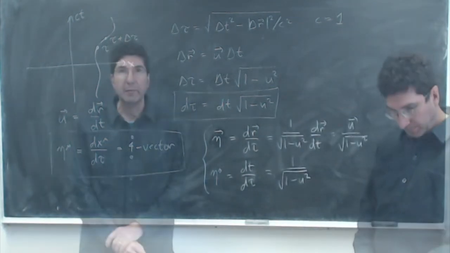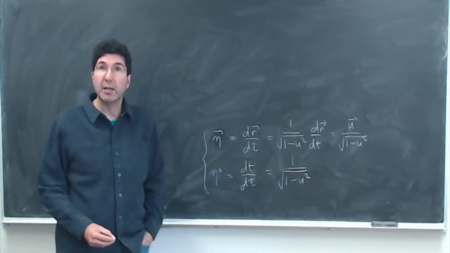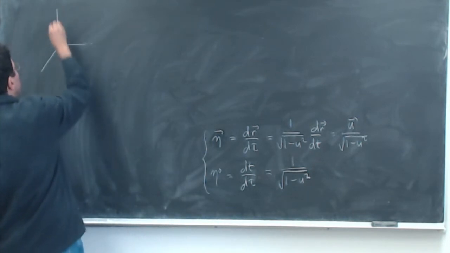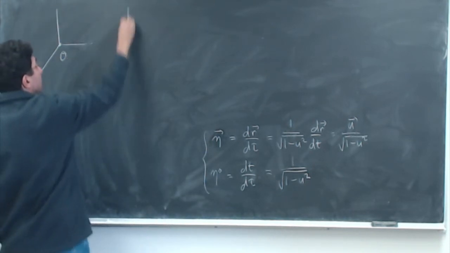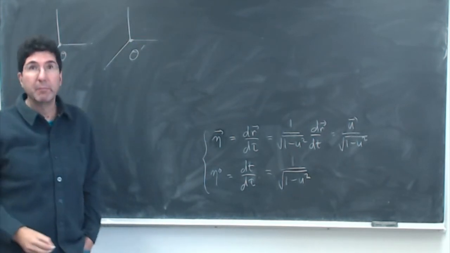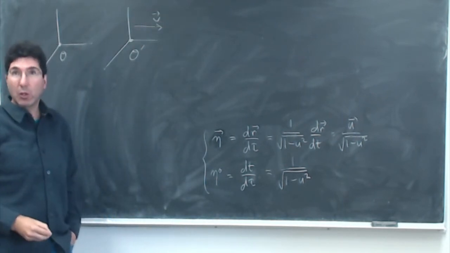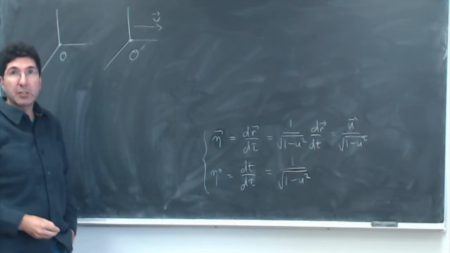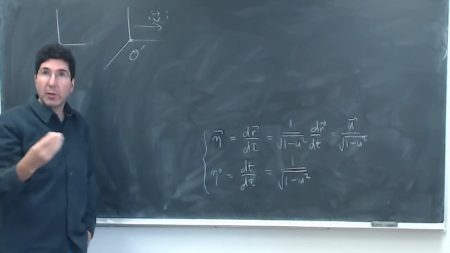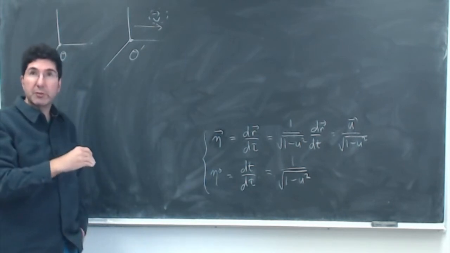Okay. Let's use this to work out the rule for addition of velocities. Let's look at a situation where we have 2 Lorentz frames, O and O prime, and O prime is moving with speed v relative to O. The notation that Griffiths uses, that we'll also use, is that v is always going to be a velocity that transforms between one reference frame and the other.